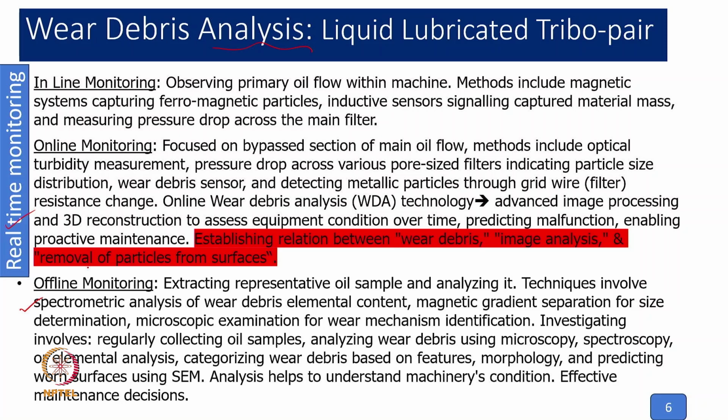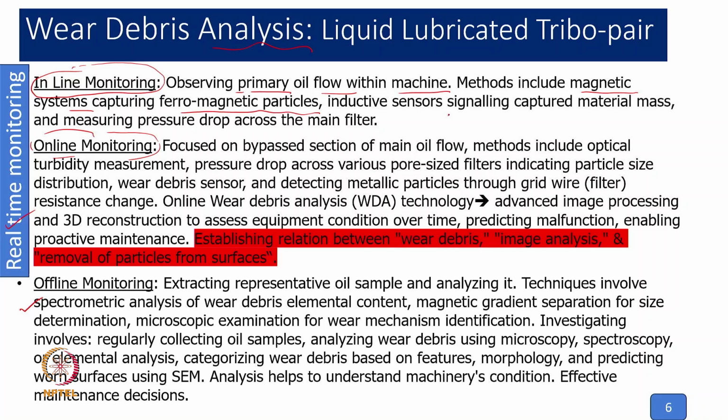When we say online monitoring, again we have two methods, what we call inline monitoring and online monitoring. What is the difference between these two? In inline monitoring, we observe the primary oil flow within a machine. We don't bypass, we don't use any extra pump or extra circuit, we just observe the lubricant, and for that purpose we use setups like a magnetic system capturing ferromagnetic materials, like the magnetic plug we mentioned earlier.